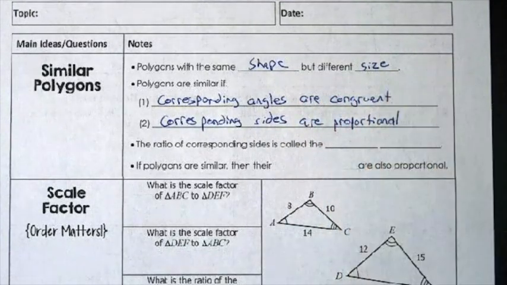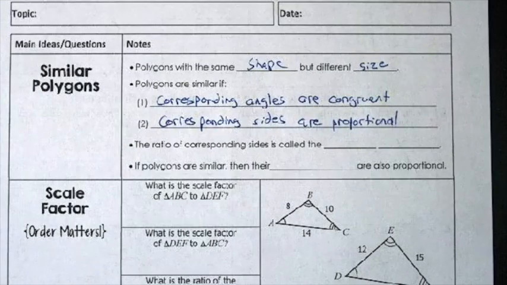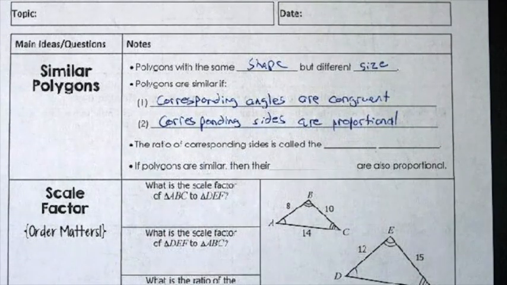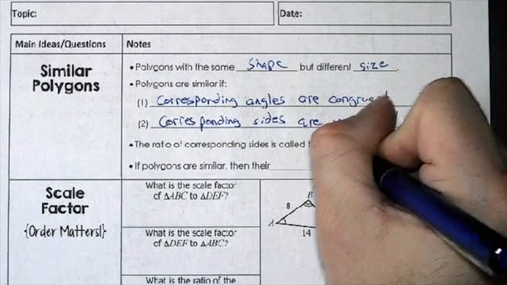Corresponding sides are proportional. That's a little bit different than congruent triangles. In congruent triangles, all of the sides of one triangle were congruent to all of the sides of the other triangle. In this case, with similar triangles, they're just going to be proportional. I'll show you what that means in just a minute. Also, with similar polygons and similar triangles, we have a ratio of corresponding sides, and the ratio of the corresponding sides is called the scale factor.